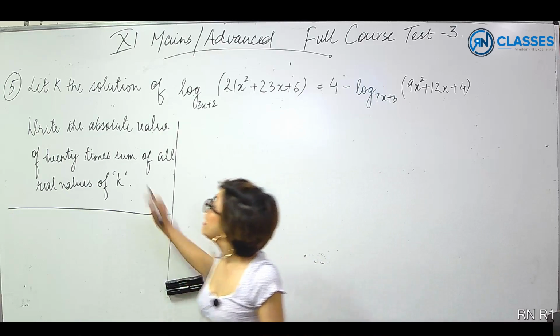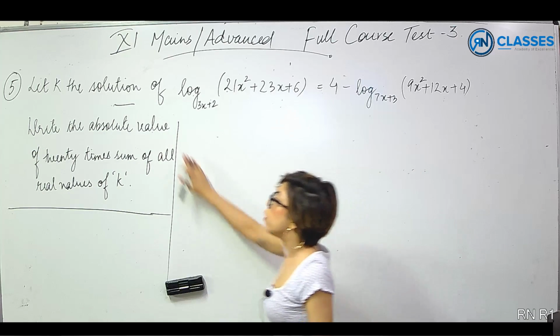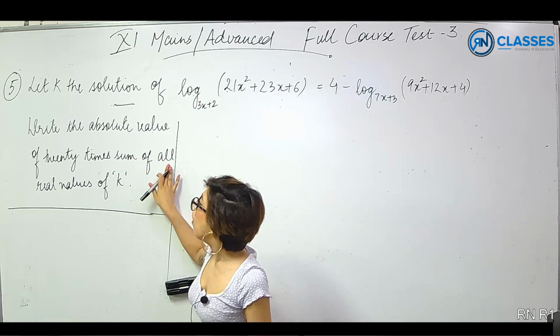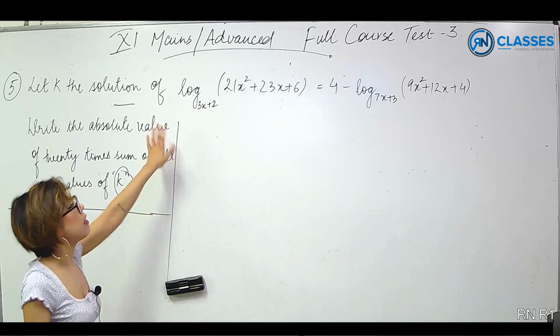Alright, on to the next one. Now he says, let K be the solution for this equation. Write the absolute value of 20 times the sum of all real values of K. So in total, I need to find the solution of this equation.